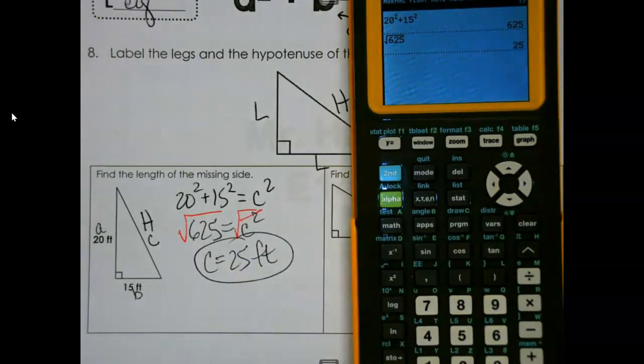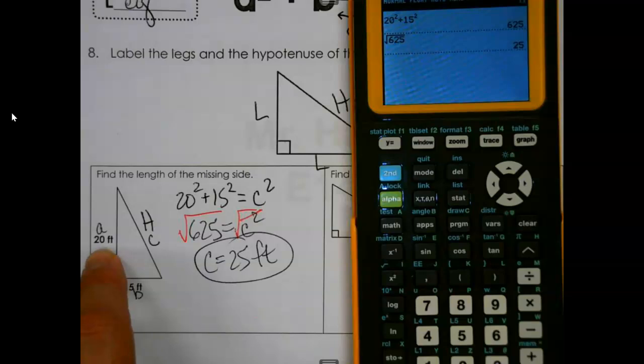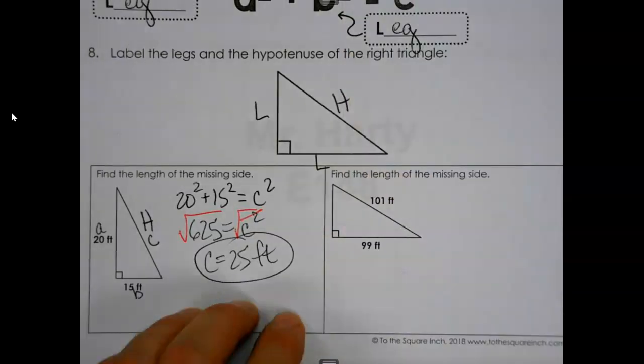And then this is more the bigger part. Before I even did that, I should have known that this value is going to be larger than 20 at least, because it's got to be the longest side if it's the hypotenuse. And it is, and so I feel good about it.